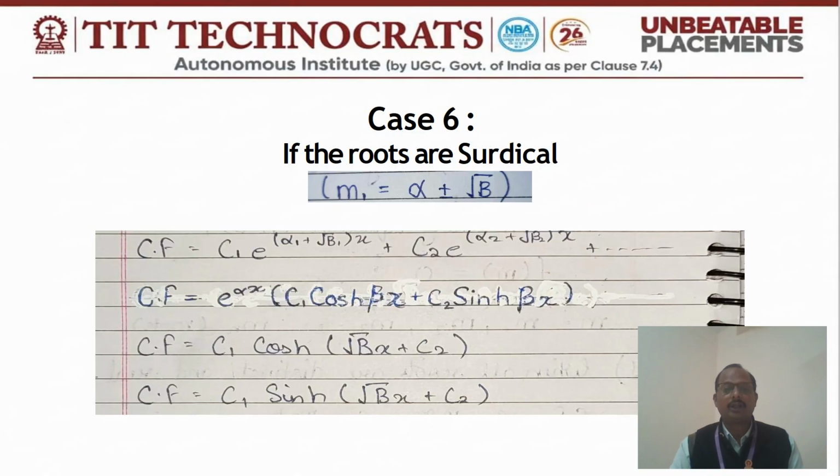So when roots are irrational numbers, you can create it as a form of first case, because rational numbers are also a part of real numbers, but you can determine it in another way also in the case of hyperbolic. So either you can write CF equals c1 e to the power (alpha plus root beta) x plus c2 e to the power (alpha minus root beta) x, otherwise CF is equal to e to the power alpha x times c1 cosh beta x plus c2 sinh beta x. So this is the way of presentation.